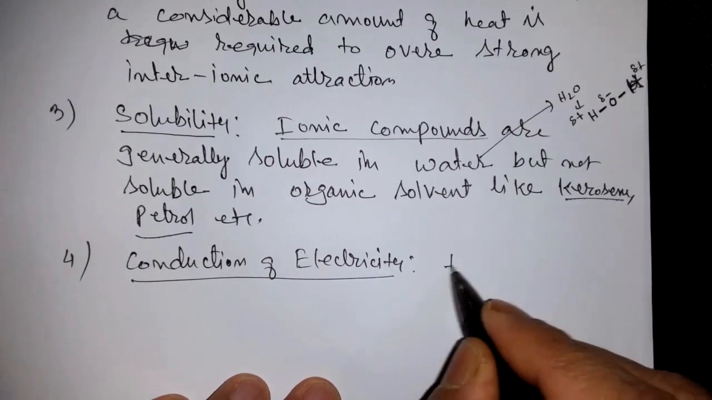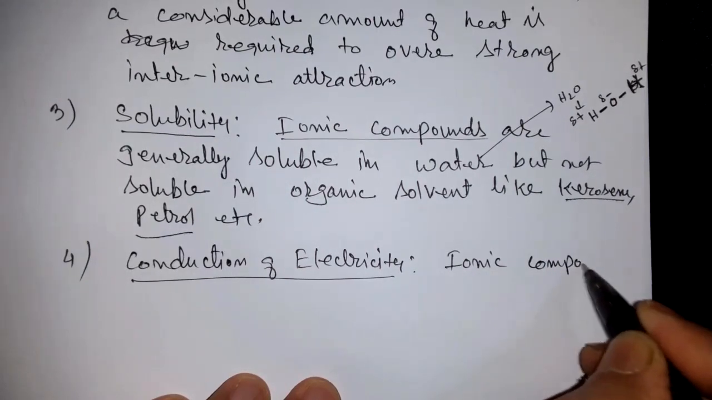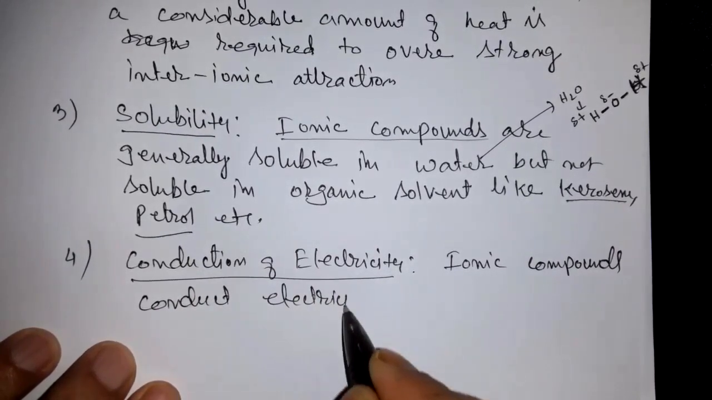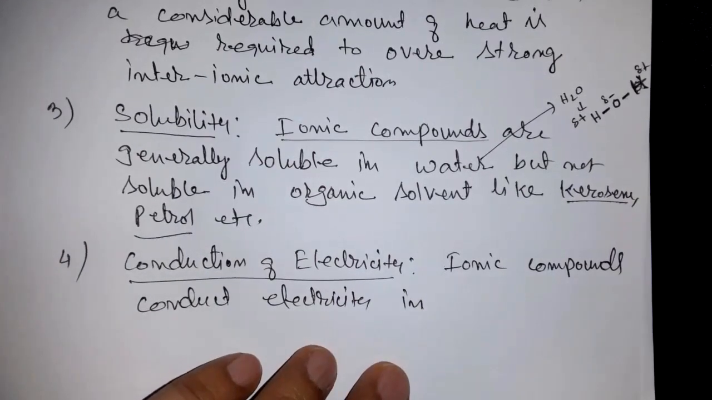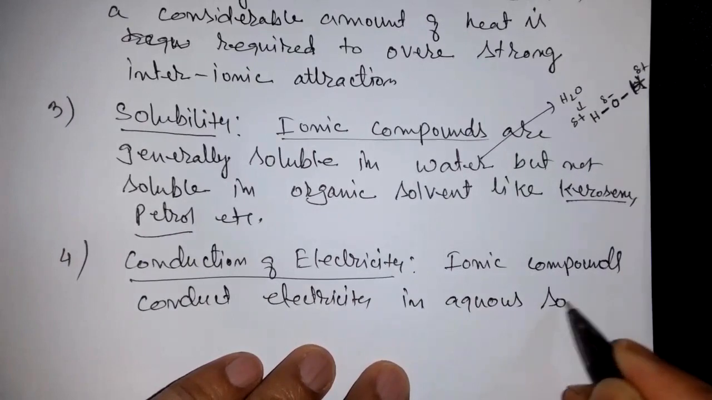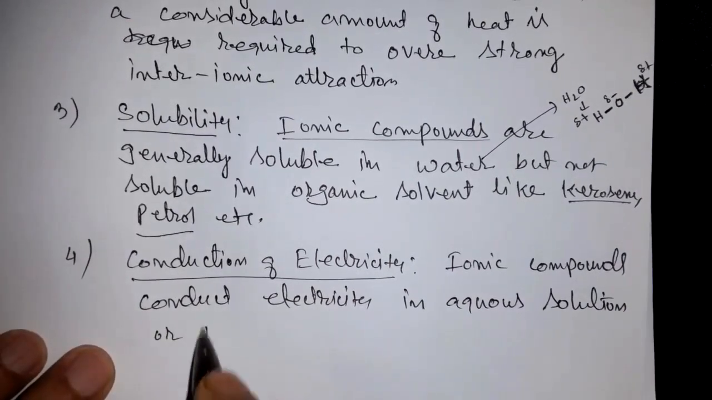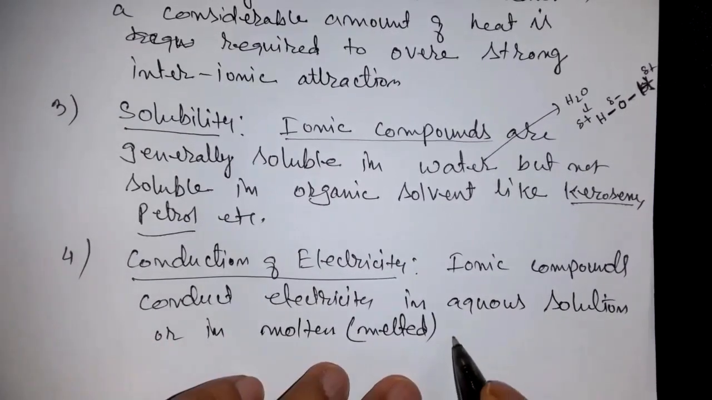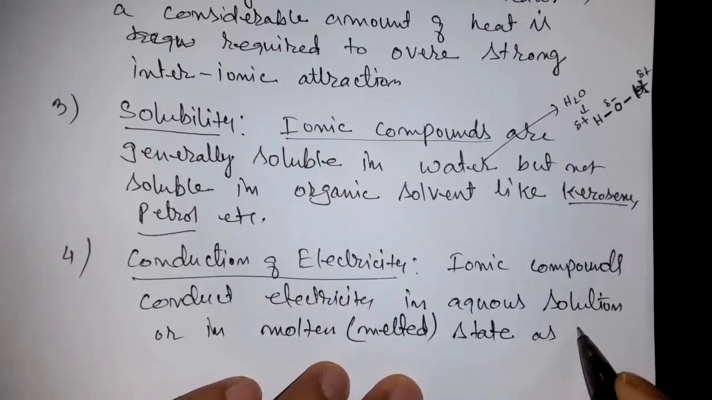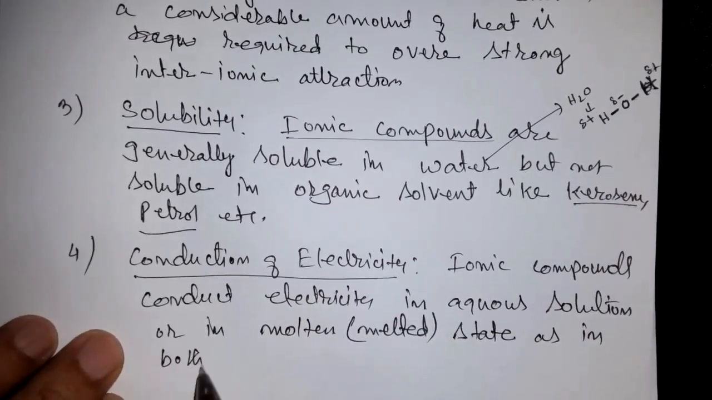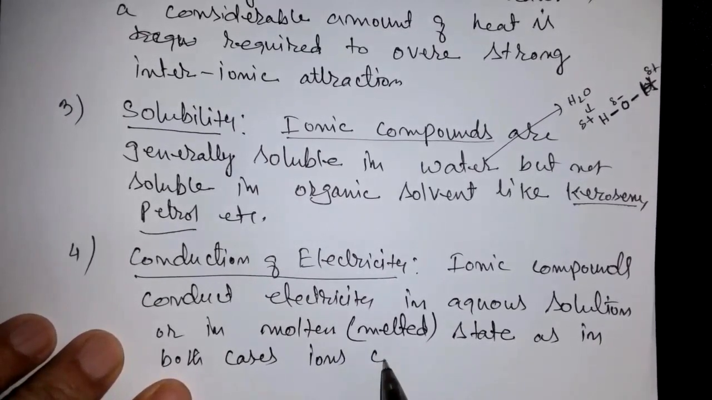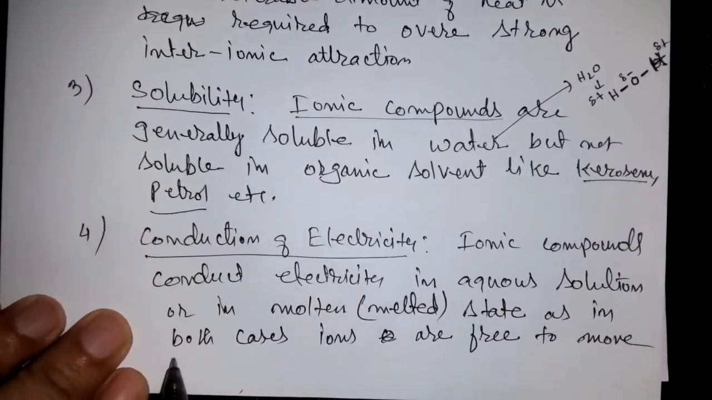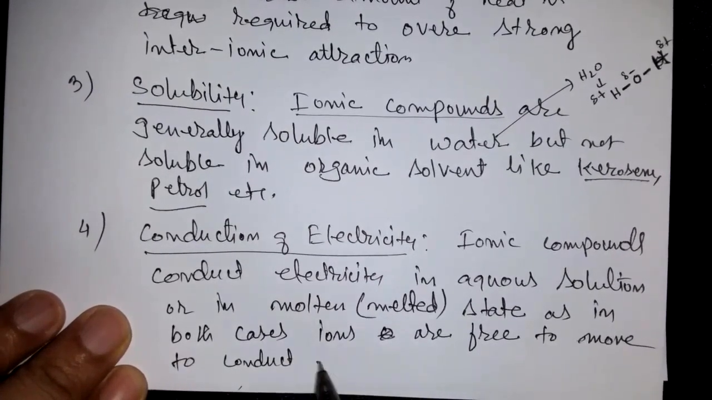So ionic compounds conduct electricity in aqueous solution or in molten, meaning melted, state, because in both cases ions are free to move to conduct electricity.